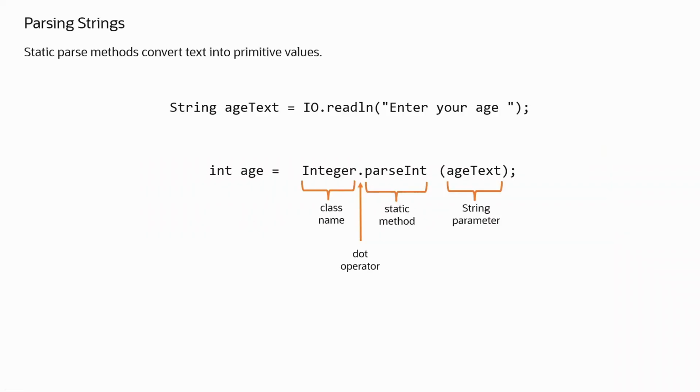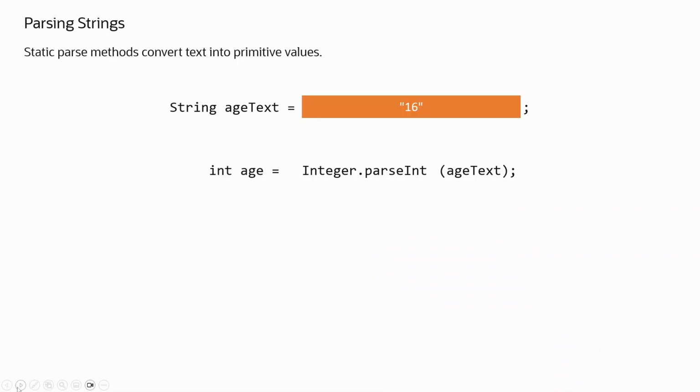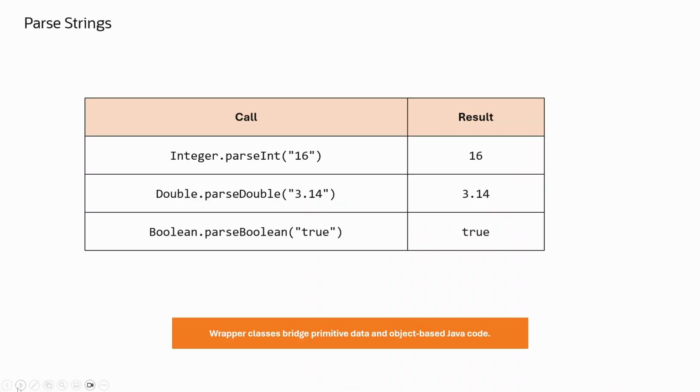The wrapper classes also have useful parse methods. In this case, we have String ageText = io.readLn("Enter your age"). That reads the age int as a string. If we want to convert that into an int, we can use parseInt. So for example, if age 16 is entered, Integer.parseInt is going to change that to int 16. We also have Double.parseDouble, which will take a string and convert it into a double, and Boolean.parseBoolean, which will take a string and convert it into a boolean.